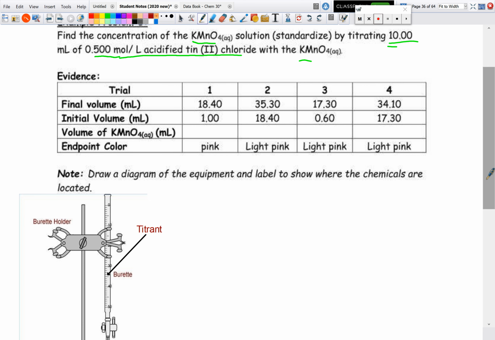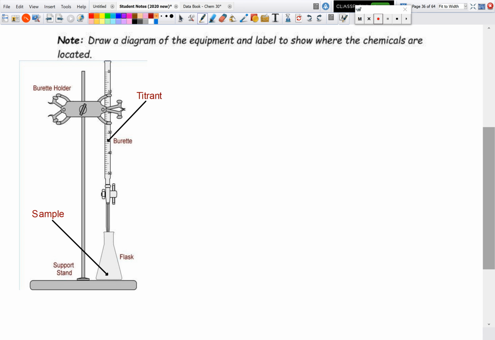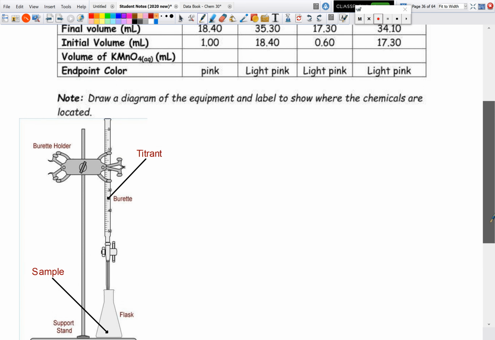Now it says here, draw a diagram of the equipment and label to show the chemicals involved. So before I get going with the balanced chemical equation, this is a general setup, if you remember, for a titration, where we have our burette holder right here. This is our burette. Inside the burette goes the titrant. We have our Erlenmeyer flask. Inside the flask goes our sample.